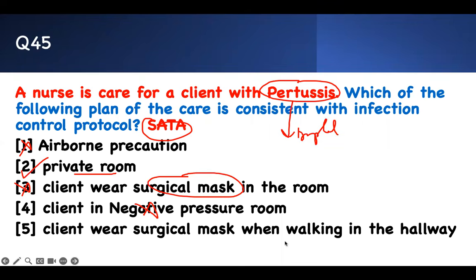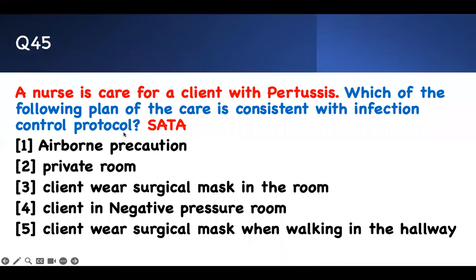Client wears surgical mask when walking in the hallway. Yes, so this is fine. Airborne is wrong. Wearing a surgical mask in the room is wrong. Negative pressure is also wrong. But wearing a surgical mask when walking in the hallway is right. 3 and 5, right answer.